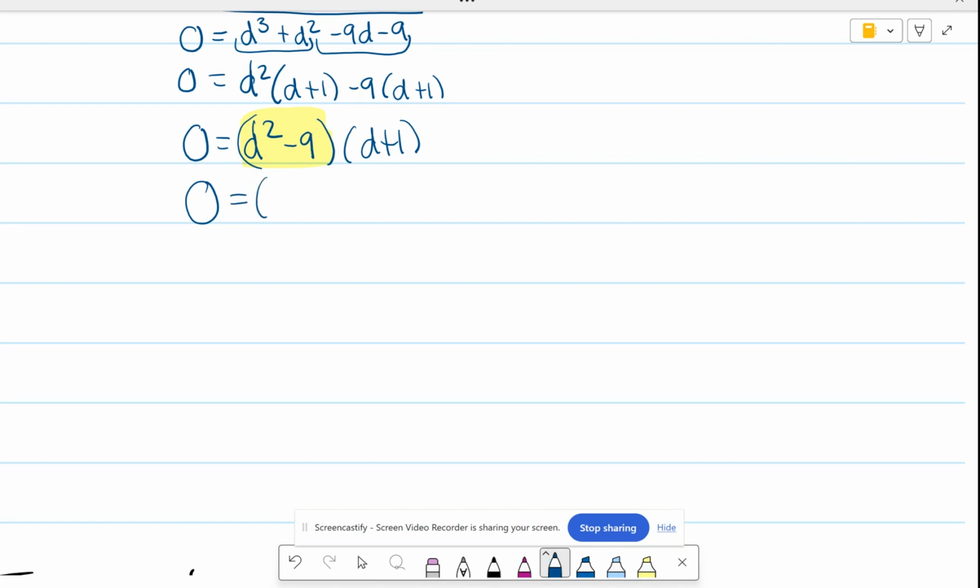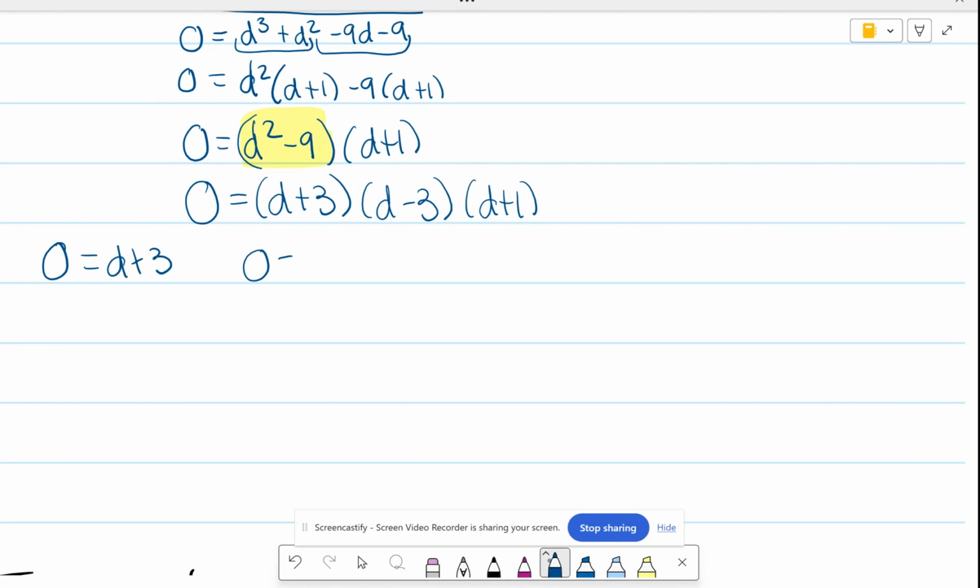We have to go ahead and use our 7.7 special products to factor the d squared minus 9 into d plus 3 and d minus 3. That's the a squared minus b squared pattern. And then, of course, the d plus 1 comes down. And now I can use my zero product property from 7.4 to solve all of these. And remember, you can put the 0 at the end if you don't like it.